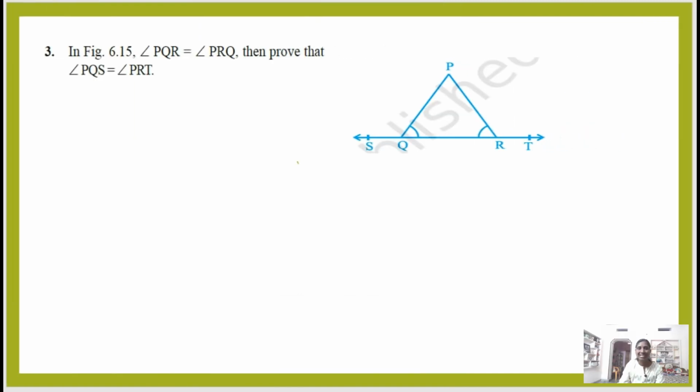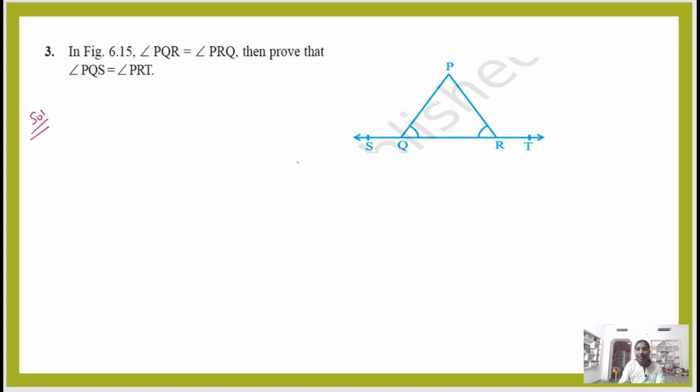Okay friends, let us read the question. In figure 6.15, angle PQR is equal to angle PRQ. Then prove that angle PQS is equal to angle PRT. Here we are talking about the angles only. There are so many angles, so let us make it easy.